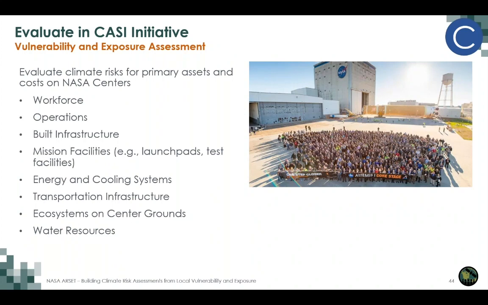We're also especially interested in the energy and cooling systems in buildings and beyond, as well as the transportation infrastructure in and around the centers and the ecosystems that in many cases go right across the center borders. So we want to think about things like coastal wetlands in some of our launch facilities and other very sensitive ecosystems right next to or even on the center grounds. And we're also looking at water resources that have broader expense, but also larger environmental ramifications.